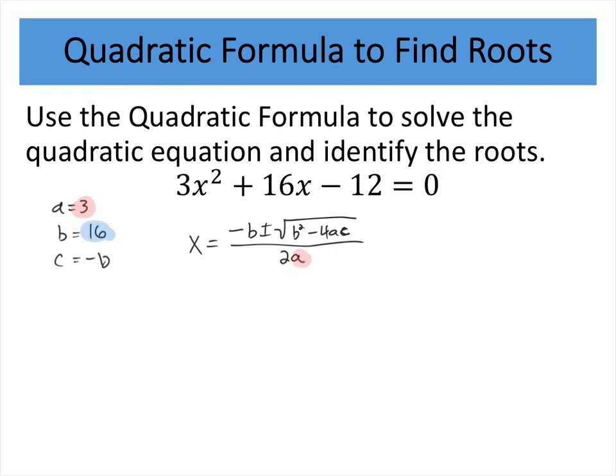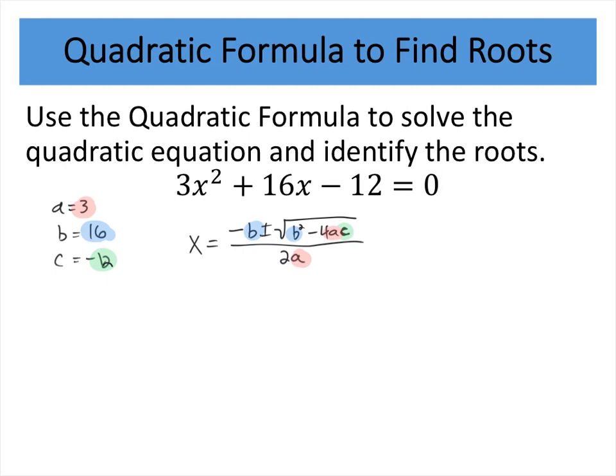Anytime I see B, I'm going to replace it with 16. And anytime I see C, I'm going to replace it with negative 12. Oh, I'm going backwards there, and I forgot the A. The A is right there. All right, so anytime there's a B, I'm going to replace it with 16.